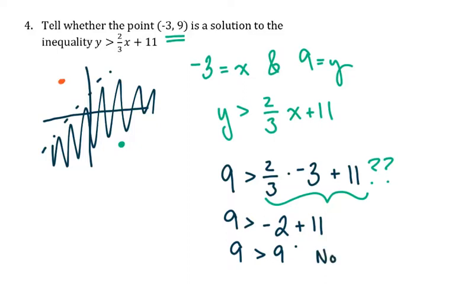If this had been greater than or equal to, it's important to know, if it had been greater than or equal to as the inequality here, this would be a solution, but since it's strictly greater than, this is not a solution to the inequality.